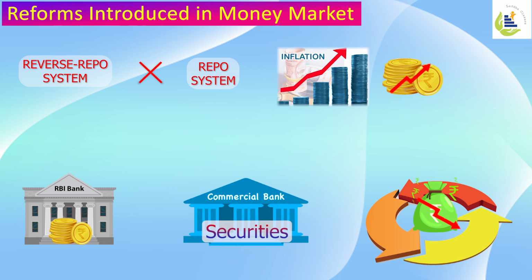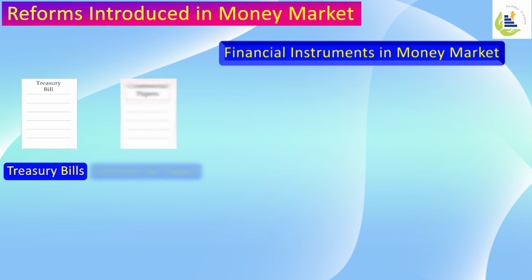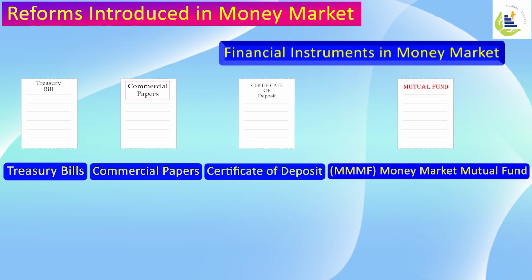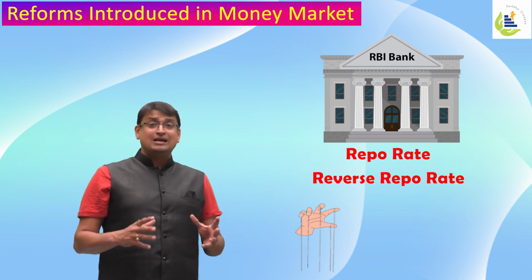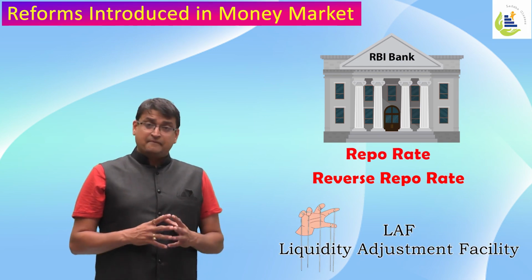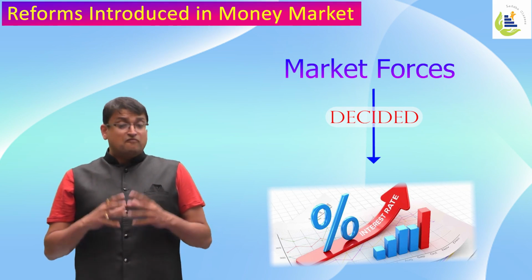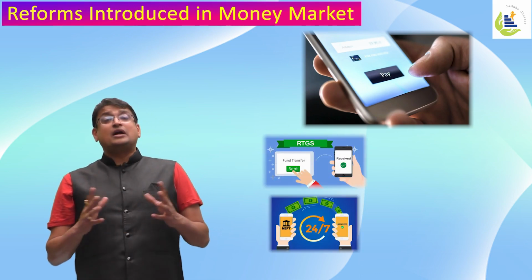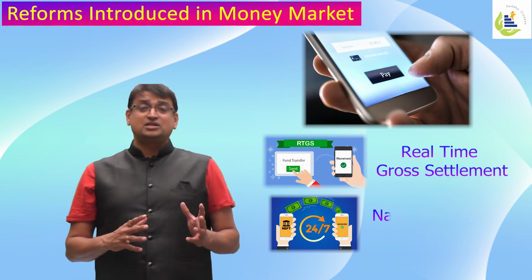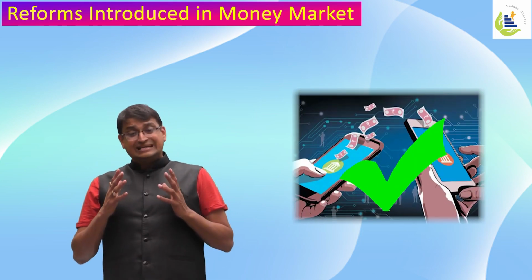In a nutshell, there are a lot of reforms which are introduced in order to improve the money market, starting with the introduction of a lot of financial instruments like treasury bills with varying maturity periods, commercial papers, certificates of deposit, and money market mutual funds. RBI introduces repo and reverse repo in order to control the liquidity adjustment facility. The interest rates now are decided by market forces. For a better and speedy payment system, the digitized systems of RTGS and NEFT have been introduced. RTGS is real-time gross settlement and NEFT is National Electronic Fund Transfer. The electronic dealing system has been introduced for the digital upgradation of the system.